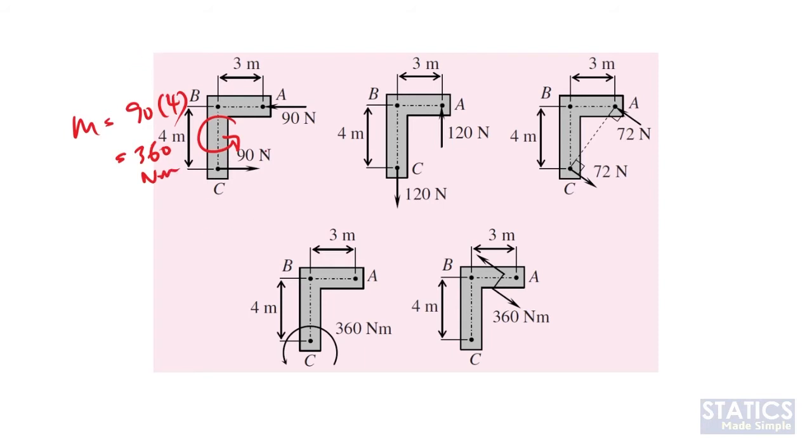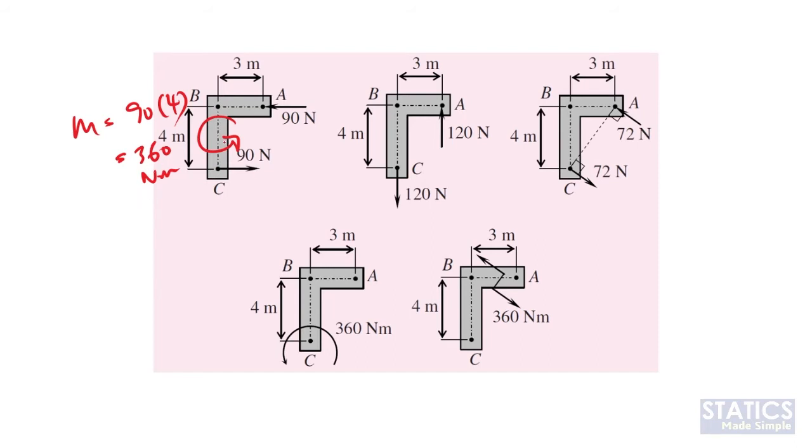How do we calculate this? You just take the moment, let's say at point B. Since this 90 Newton is passing through point B, you will have no moment due to this 90 Newton. You have only a moment due to the other 90 Newton here. So 90 Newton times the perpendicular distance 4, you will have 90 times 4 equals 360 Newton meter.